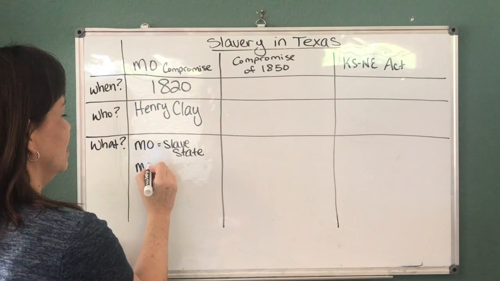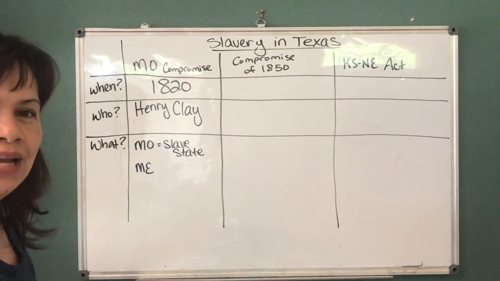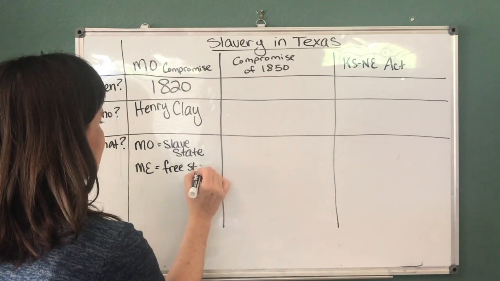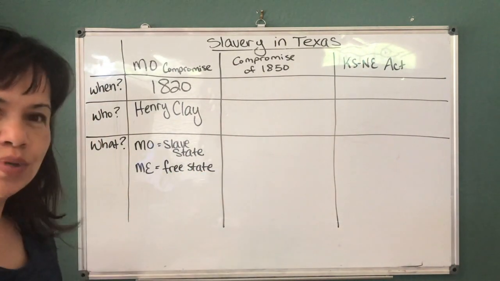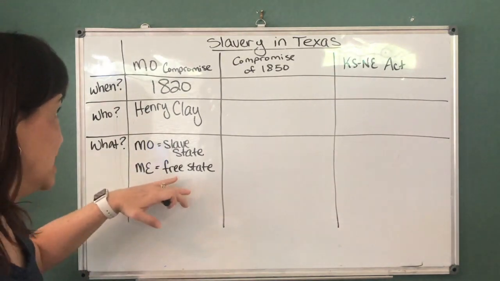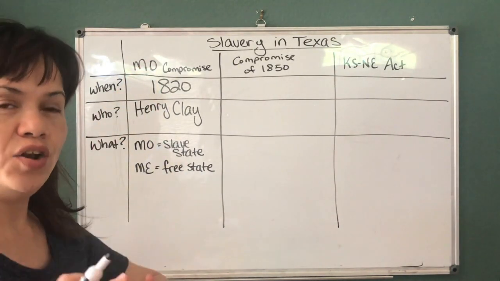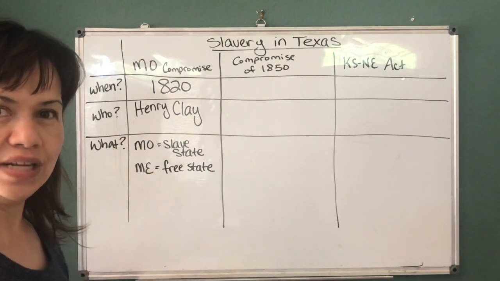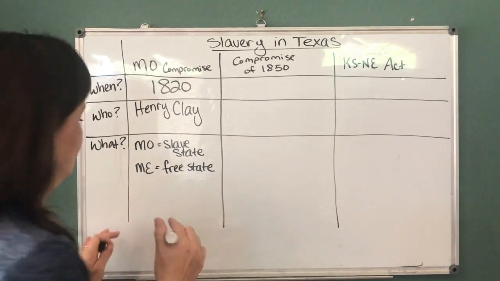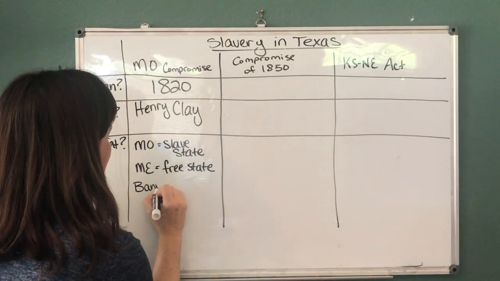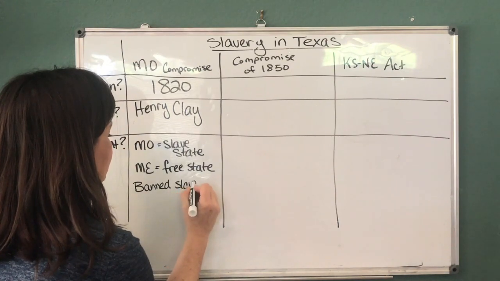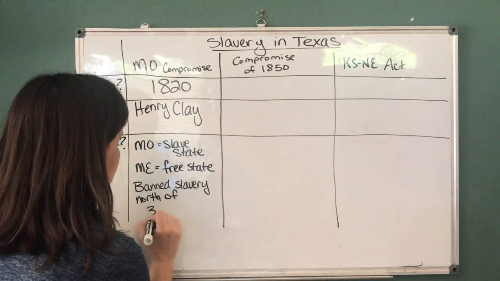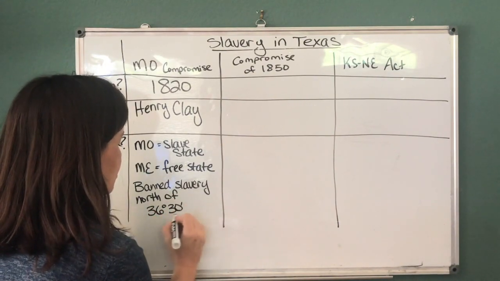And then Maine, which is ME, Maine was added as a free state. But then after Missouri was added, they decided in the Missouri Compromise that slavery would be banned above or north of the 36°30′ line of latitude. So banned slavery north of the 36°30′ parallel.